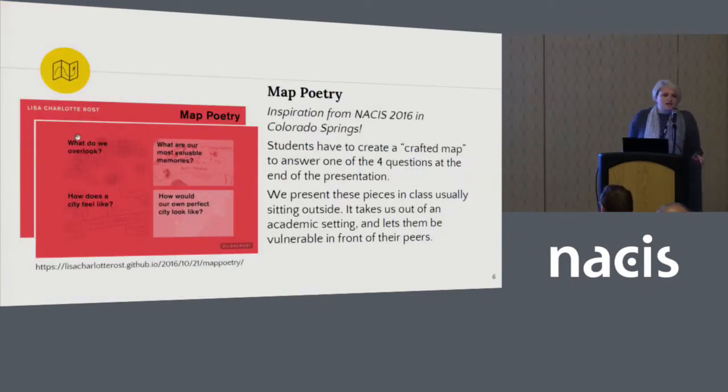So the first lab, and this is a newer lab for this class, I got from NACIS, actually. So Lisa Rost gave a talk at NACIS 2016 in Colorado Springs, and I just loved it. It was about map poetry and asking ourselves, what do we overlook in maps? What was my personal experience with this place and trying to depict that, or what is the feel of a place? And my students at Macalester are very into expressing their own experiences and making things very individual. So this is our kind of like starter lab.